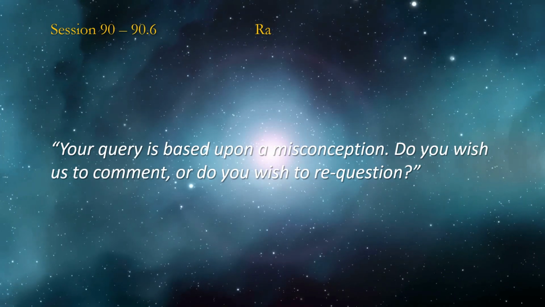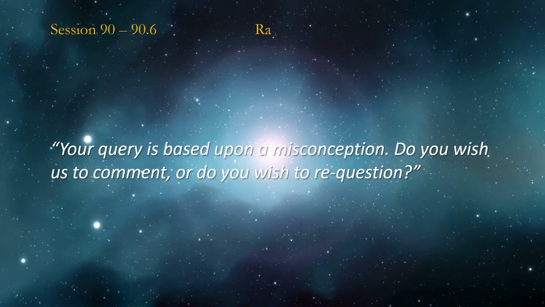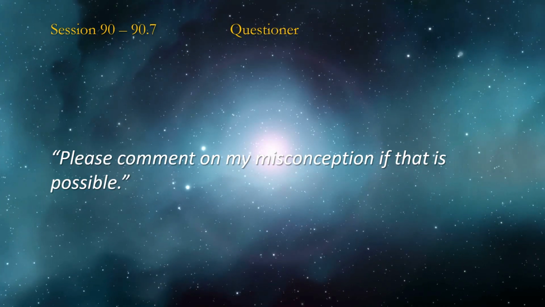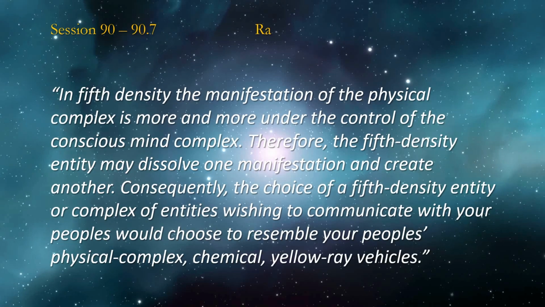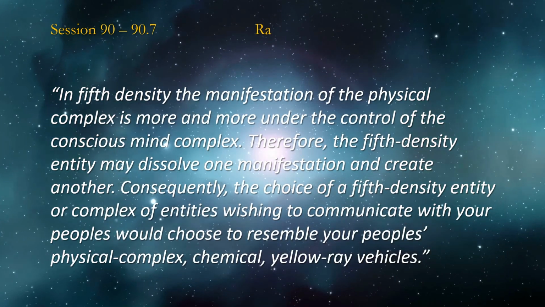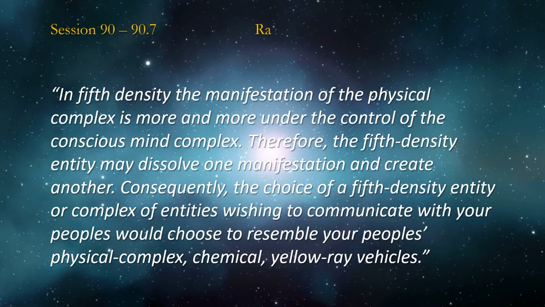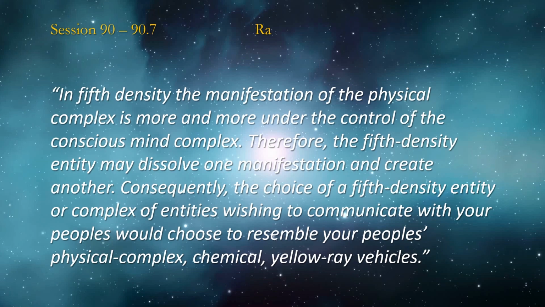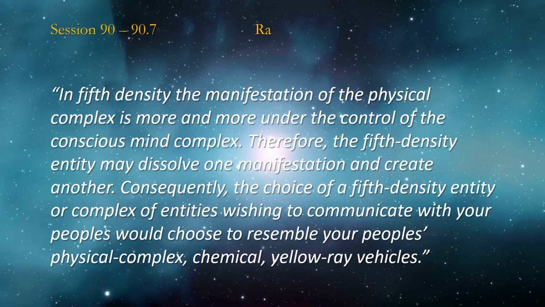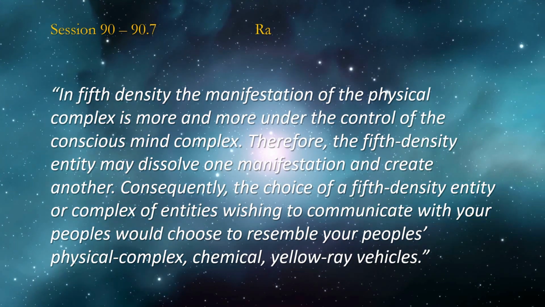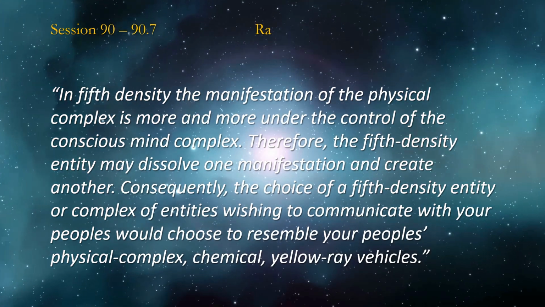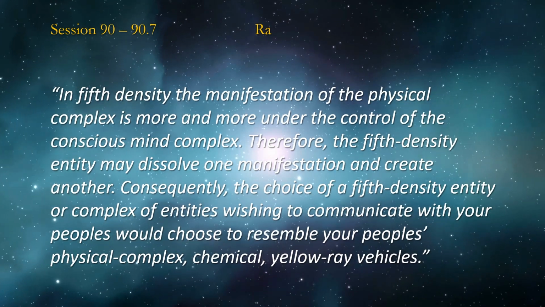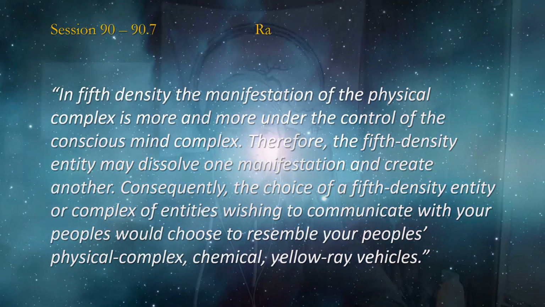Ra says, your query is based upon a misconception. Do you wish us to comment or do you wish to re-question? Yeah, it's very tangled. Don says, please comment on my misconception if that is possible. Ra says, in fifth density, the manifestation of the physical complex is more and more under the control of the conscious mind complex. Therefore, the fifth density entity may dissolve one manifestation and create another. Consequently, the choice of a fifth density entity or a complex of entities wishing to communicate with your peoples would be to resemble your people's physical complex chemical yellow ray vehicles.